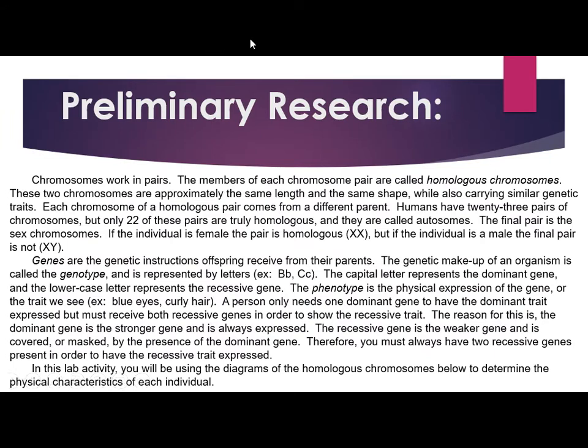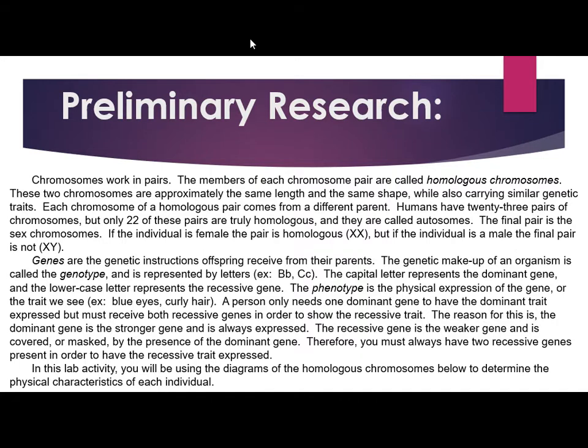Chromosomes work in pairs. The members of each chromosome pair are called homologous chromosomes. These two chromosomes are approximately the same length and the same shape, while also carrying similar genetic traits. Each chromosome of a homologous pair comes from a different parent. Humans have 23 pairs of chromosomes, but only 22 of these pairs are truly homologous. They are called autosomes. The final pair is the sex chromosomes.